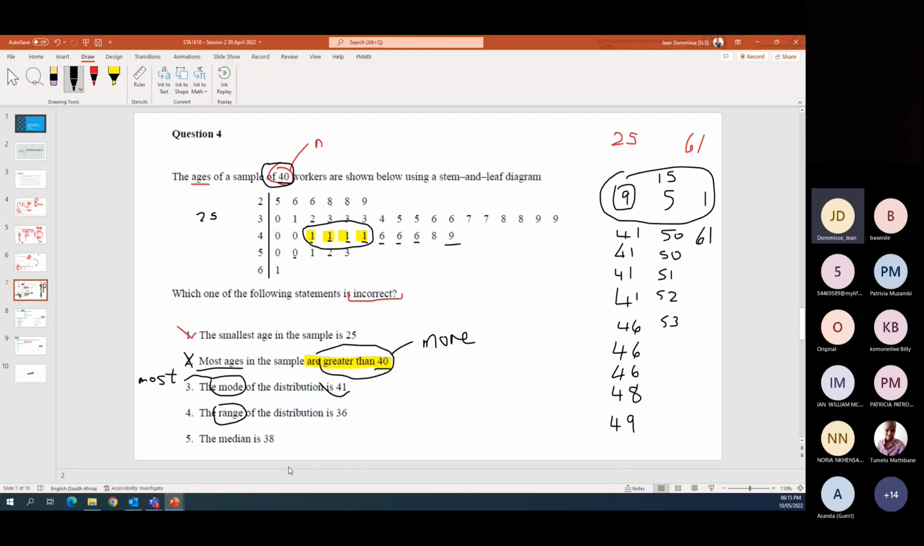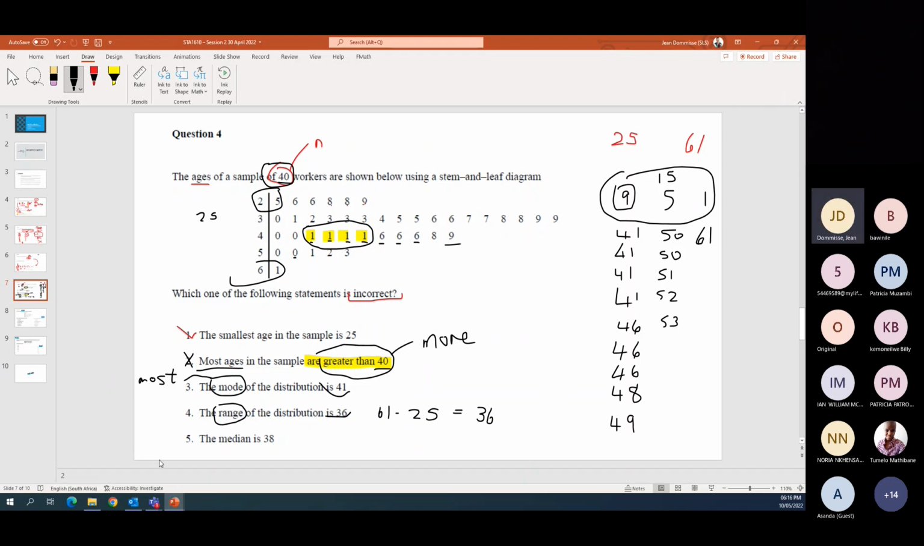Again, question from study unit 3: the range is always the biggest number minus the smallest number. So we know the biggest number was 61. We know that the smallest number is 25. So we subtract those two numbers from each other to get the range, and that will be 36. Okay, so we're happy that the range is 36.